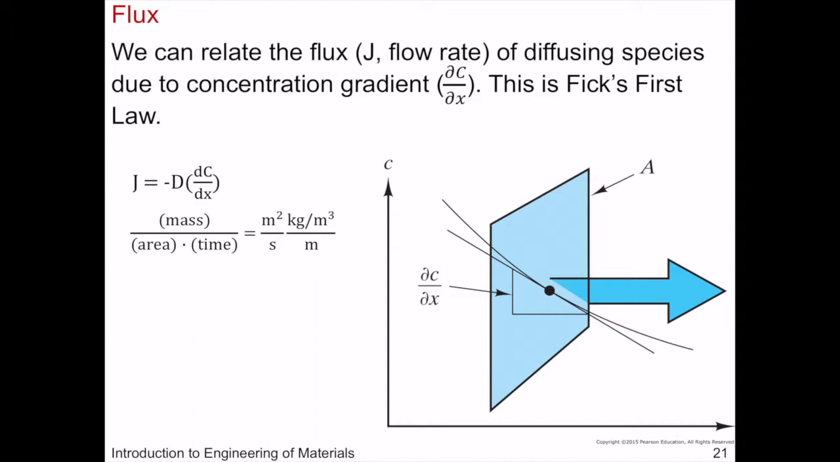And we can mathematically relate the flux or the flow rate, or J, of the diffusing species to that of the concentration gradient dC/dx. So here, this is called Fick's law, and we can write that out mathematically as you see here. You can see that J is equal to negative D times the concentration gradient dC/dx. And we'll talk more about this diffusion coefficient D in a little bit, and it's actually related to temperature. So it changes as a function of temperature.